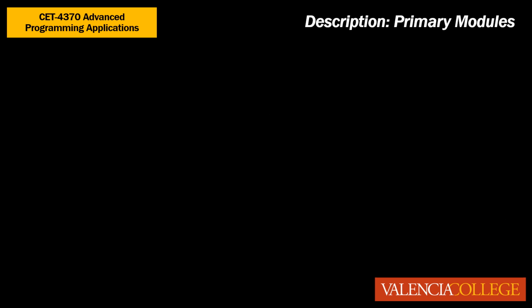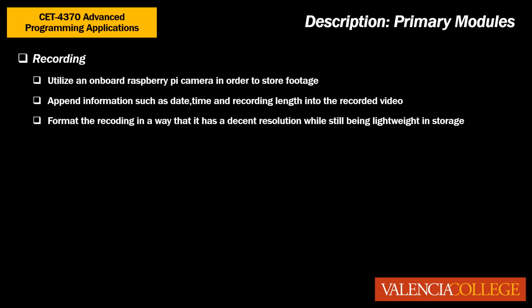So for this project, the primary modules will be recording and storing, which are the most important parts in and of themselves. So for recording, we will have to utilize, as explained earlier, our Raspberry Pi compatible camera. We should be able to append information such as date, time, and recording length into the recorded video, and format the recording in such a way that it has decent resolution so you can detect and see things clearly, while being lightweight in storage so that we can store 30 minutes or an hour of footage.